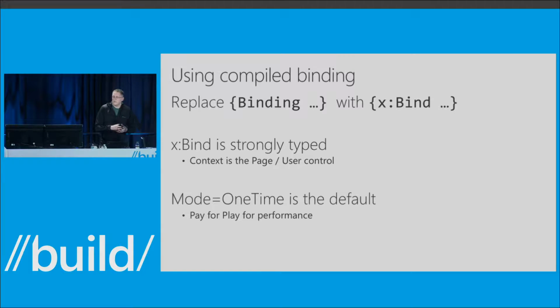So for XBind, to do the code generation, we need that type information, so it's strongly typed. For bindings inside a page or user control, we use that page or user control itself as the context for the bindings. The other big change we've made is because we want to be pay-for-play for performance, we've changed the default mode of the binding from one way to one time. You can still use one way, you just need to be explicit and opt into the extra work that's going to go on for that.